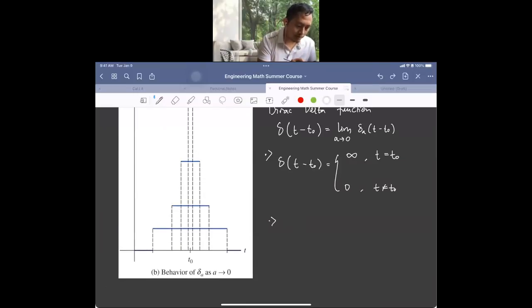And another property is the integration. The integral from, let's say, 0 to infinity of our Dirac delta is equal to 1. Okay.